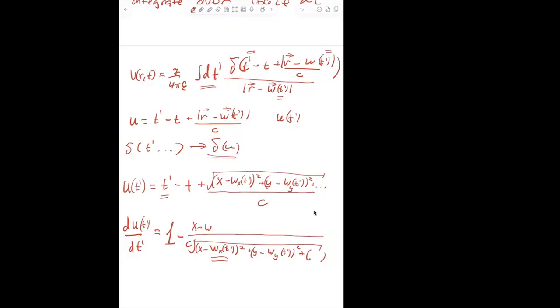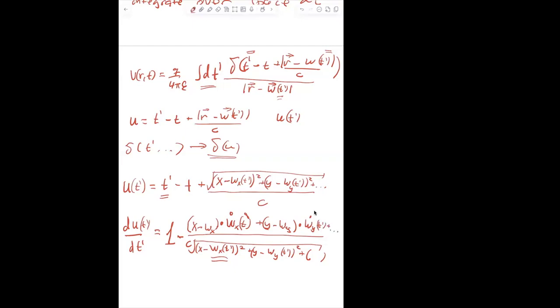And now I'm taking the derivative inside. So I need to take the internal derivative. The 2 here will cancel the half here. The minus here comes from this minus. This minus gives you this minus. And then I need to take the derivative of wx(t prime) with respect to time. And similarly, I'll have y minus wy(t prime), d over dt.